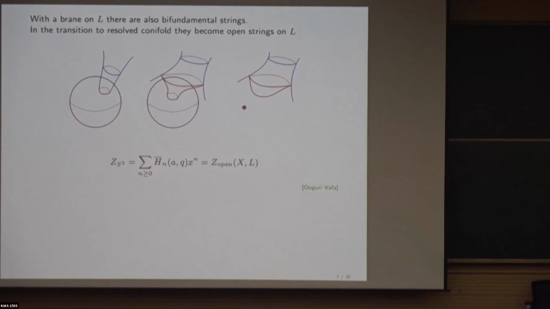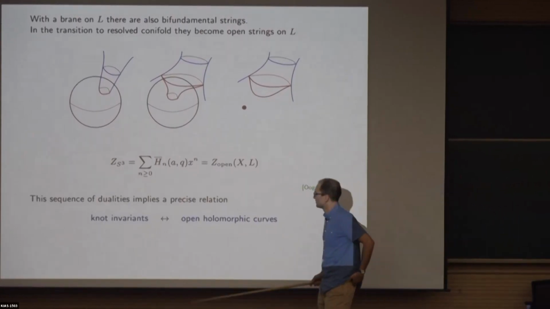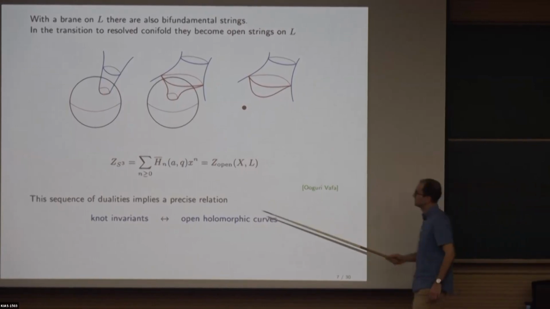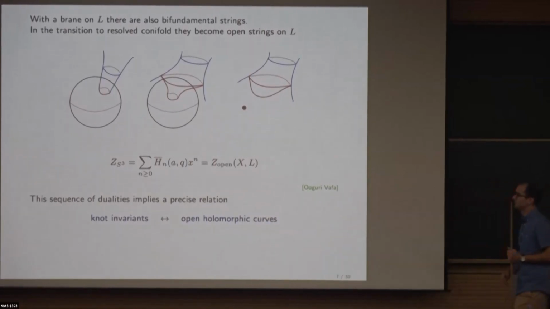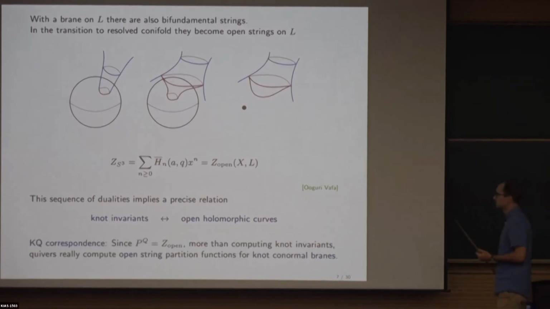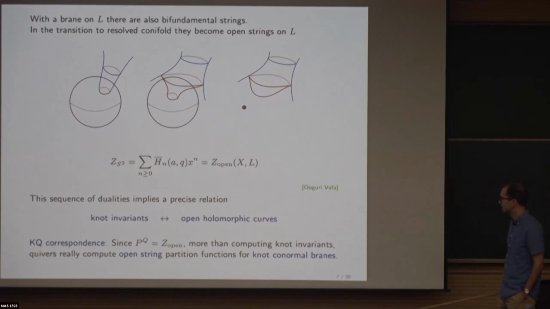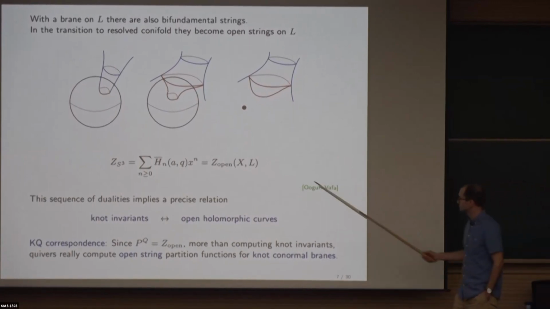I'm just reviewing some fairly old story now, but if there are any questions, please. So through the sequence of dualities that goes back to Ooguri and Vafa, there is a precise relation between knot invariants on the one hand and open holomorphic curves. Observe that this kind of generating series of knot invariants is exactly of the type that appears in the knot-quiver correspondence. So from this point of view, one should rather say that it's not a correspondence between knots and quivers, but really between quivers and open strings in the resolved conifold for knot conormal branes. That's a slightly better way to qualify the correspondence.